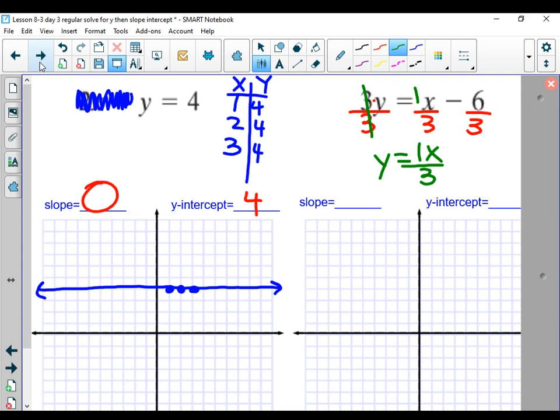6 divided by 3 is 2. Weston, do you see your y-intercept? What would it be? The number by itself. 2, and then look really close. -2. Don't worry, half the people goof that one up all the time.